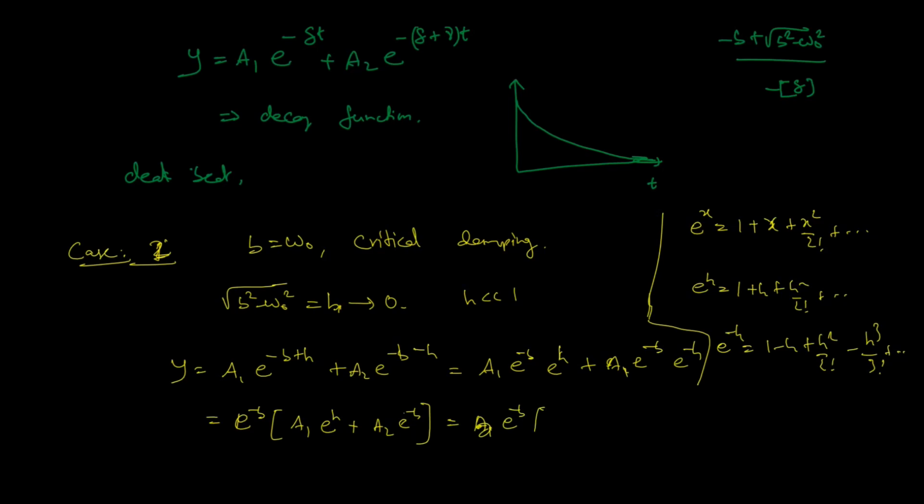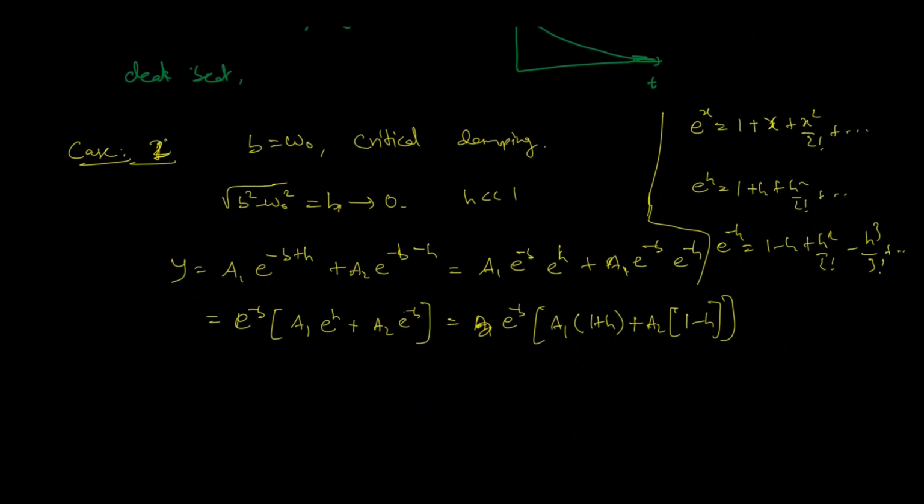a1 1 plus h, I'm neglecting all the higher order terms. h square la vandu naan neglect panikiren. a2 1 minus h. Now this is e power minus b, a1 plus a2. Yes, 1 ங்கறது எடுத்து காமனா நான் வந்து a1 plus a2 எடுத்துட்டேன். Plus h ங்கிறது காமனா வச்சிட்டேனா a1 minus a2.